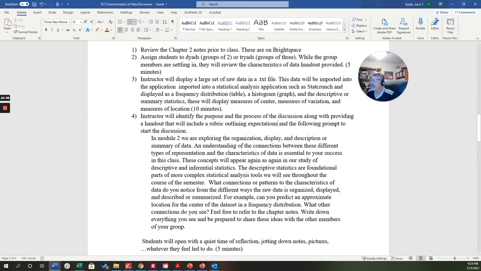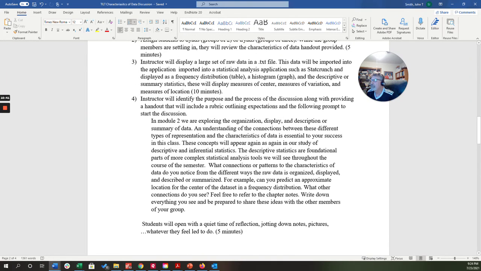So here's the opening prompt. In Module 2, we're exploring the organization, display, and description or summary of data. Descriptive statistics or summary of statistics are interchangeable terms. An understanding of the connections between these different types of representation and characteristics of data is essential to your success in this class. These concepts will appear again and again in our study of descriptive and inferential statistics. The descriptive statistics are foundational parts of more complex statistical analysis tools we will see throughout the course this semester.